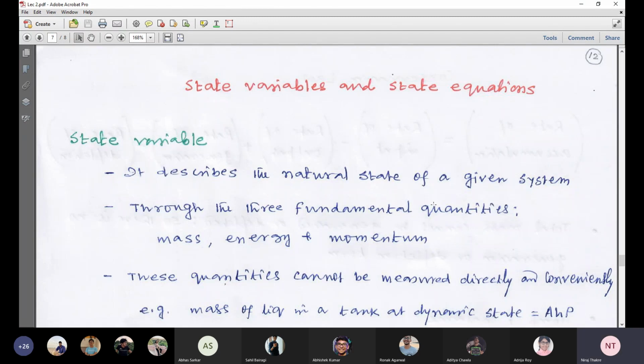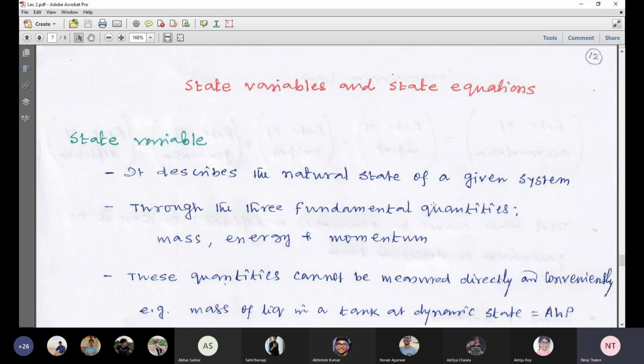One example is given, like mass. Mass we cannot directly measure. So how do you measure this mass? Suppose we consider a liquid tank system. First we need to know the cross section of that liquid tank. Then we need to know the liquid height along with density. I repeat, the mass we cannot directly measure for a process. So how do we proceed?